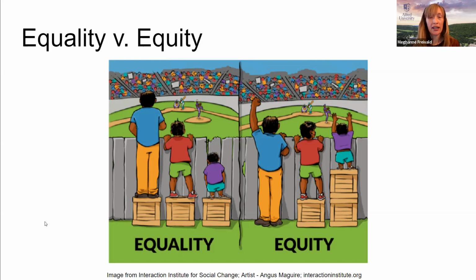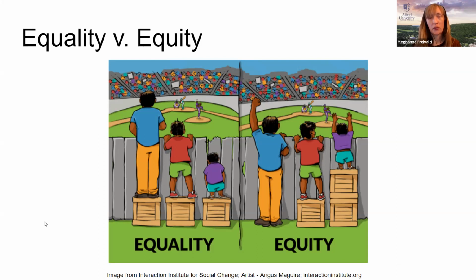equality dictates that every person is provided with the same level of support up front. So the quality of being equal is sort of front loaded. Everyone receives the same thing. But we can see that that's not always appropriate. So we have 3 different heights of people trying to look over a fence to watch a baseball game. We have a tall person, a medium height person, and a short person.